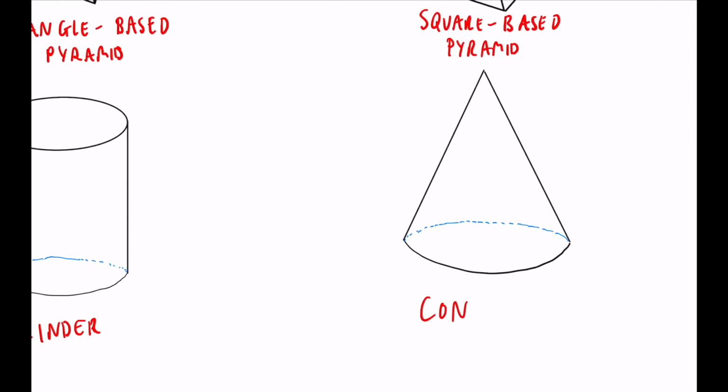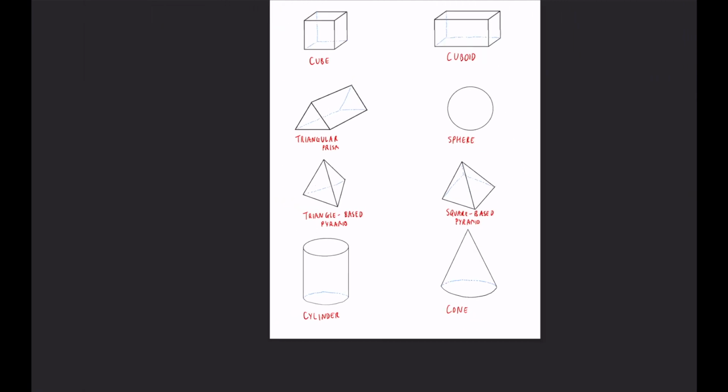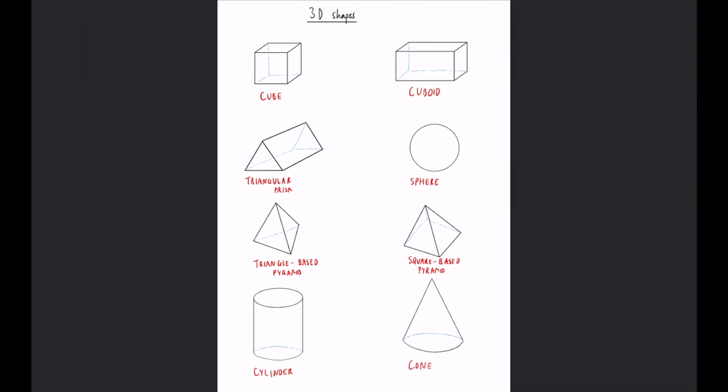So a classic ice cream cone, for example, we have a curved face around the top bit and just a circle at the bottom. And they are the main 8 shapes that you need to know about for your GCSE Maths.